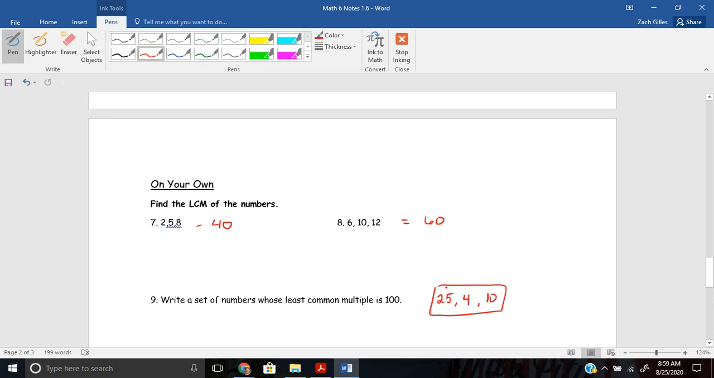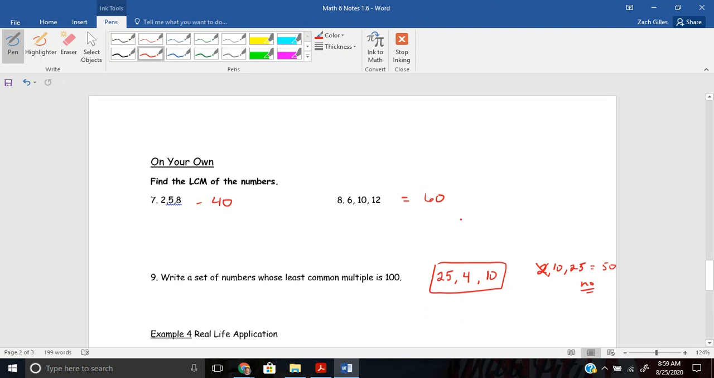Now, what if you would have put 2, 10, and 25? Would that work? Well, the quick answer is no, because the least common multiple of these 3 would be 50, because 25 times 2 is 50, 10 times 5 is 50, and 25 times 2 is 50. So this least common multiple would be 50. So that doesn't work. But maybe you had a different one that did work.